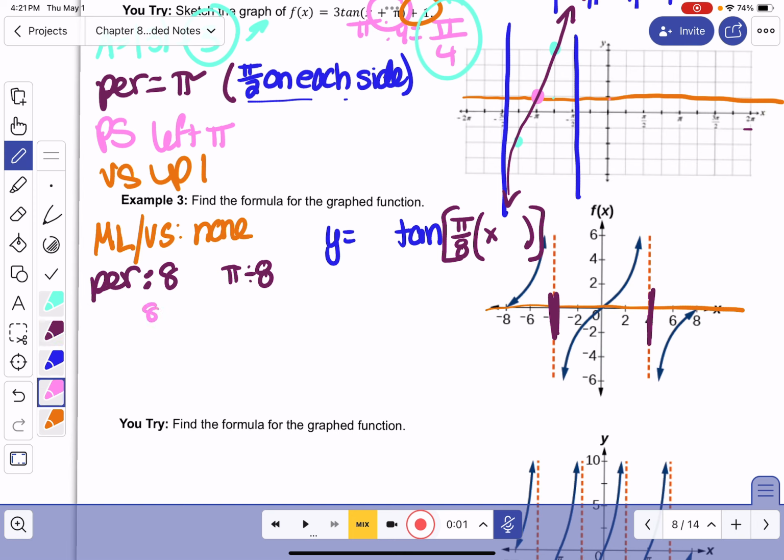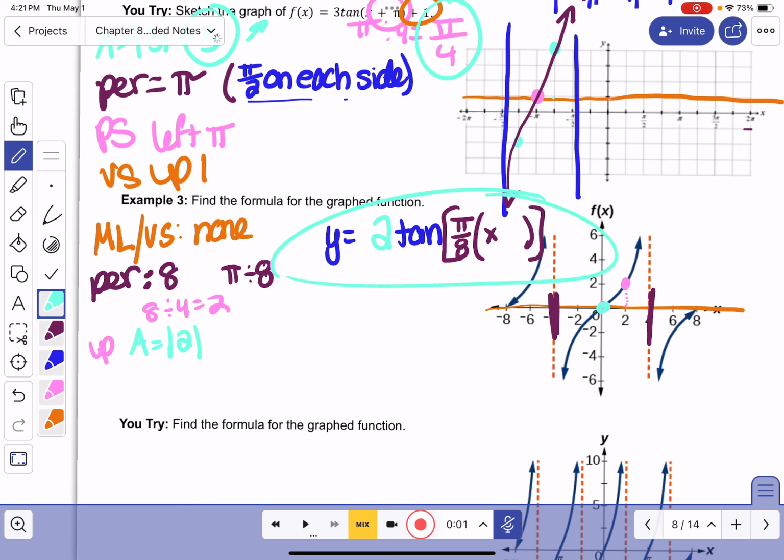8 divided by 4 is 2. So from that center, if I go over 2, how far do I go up? Well, I went up 2, so that means my amplitude is 2. And because I went up, it's positive. And then that point still sits on the origin, so we don't have a shift at all. So we can just leave it as pi over 8 times x.